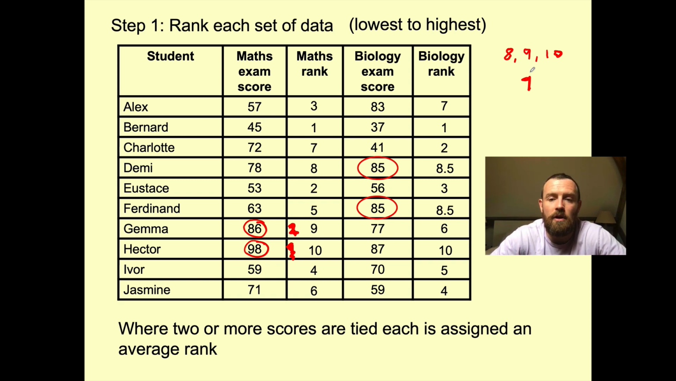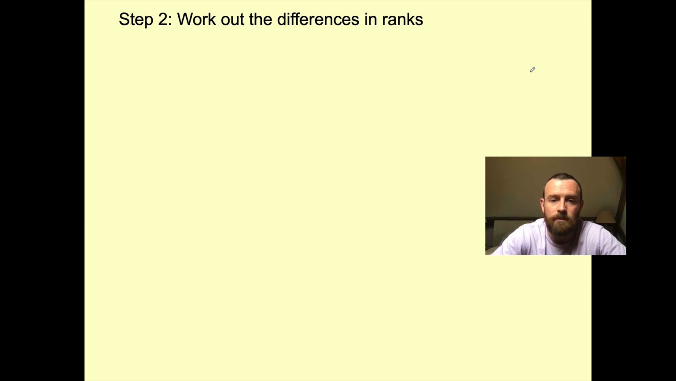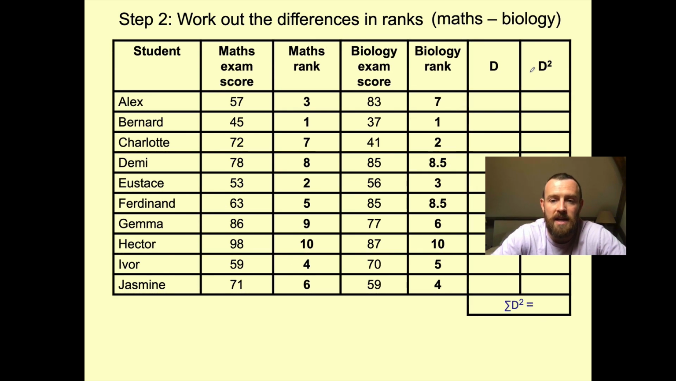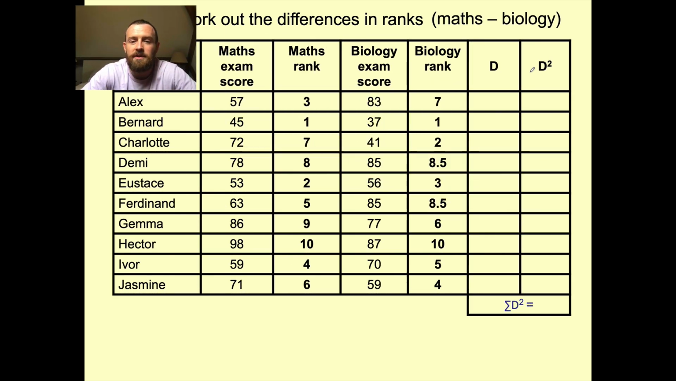Okay, so now we've got the ranks for maths and the ranks for biology. We need to work out the differences in those ranks, which is the next step. So here's the table again. Now the difference here is going to be, I'm going to use maths minus biology. It wouldn't make a difference. You could do biology minus maths. It doesn't matter which way round you calculate the differences.